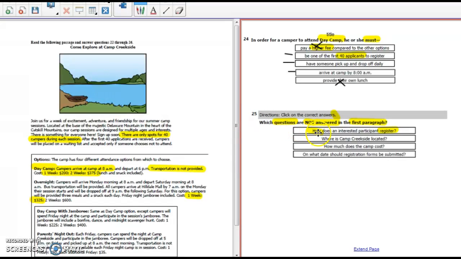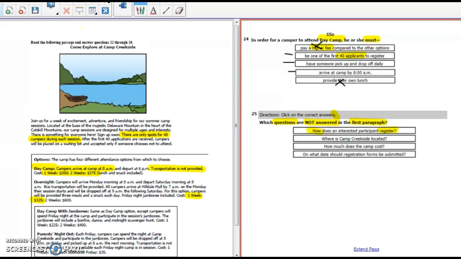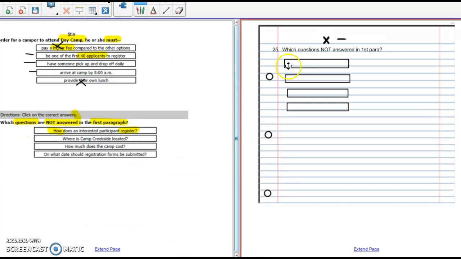So, does it actually tell us how to register? No, it does not. Doesn't say go online, it doesn't say call, that's actually at the end. So we would put that it is not answered. We would put an N. They did not tell us.